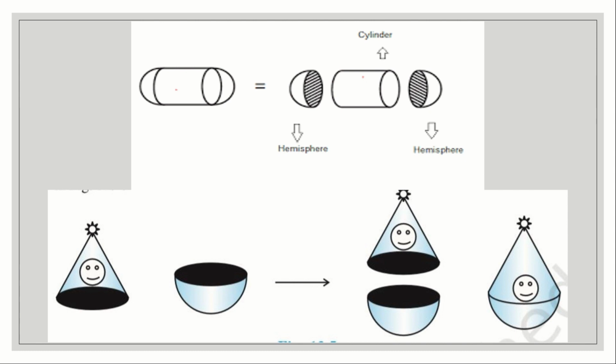Therefore, in order to find the total surface area of the new solid, we have to do the sum of the curved surface areas of each individual shape. So the total surface area of this shape will become the curved surface area of the cylinder plus the curved surface area of the two hemispheres. So by doing this separately, we will obtain the total surface area of this solid.